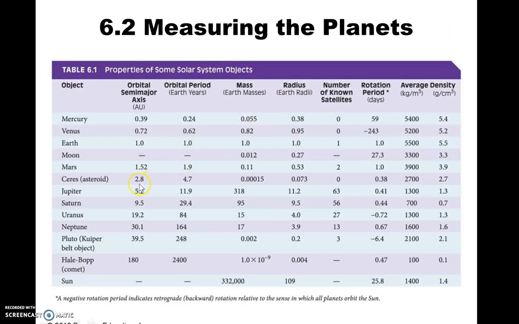I think I left off with Ceres. There's, of course, Jupiter, a little more than 5 astronomical units from the Sun, and so forth, right? Notice Pluto, which is the inner edge of the Kuiper Belt, is about 30 astronomical units. Most Kuiper Belt objects, we think, are anywhere between 40 and about 50 astronomical units. There are probably some further than that.